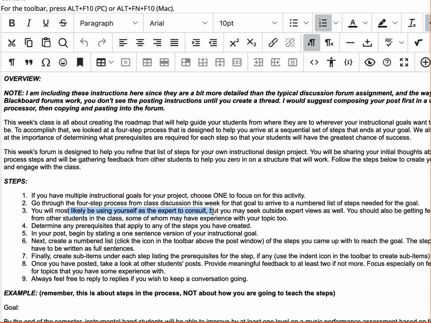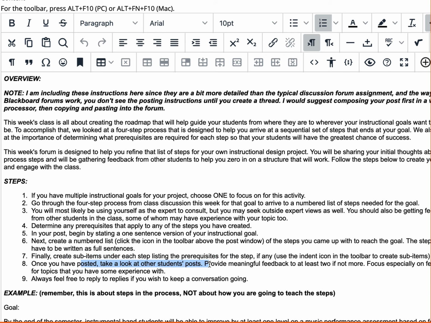And again, once you've posted, you'll be getting some feedback from other students too. Once you have that list, figure out your prerequisites. And then for the actual post, you're going to start with your instructional goal, and then your numbered list for the steps to the goal, and then you're going to create those sub items for the prerequisites under any steps that they belong. And like I said, it's probably going to be easier to create that in Word. And then once you have it all typed up, copy it and paste it into your post here, so that you're not having to compose the post actually in the forum.